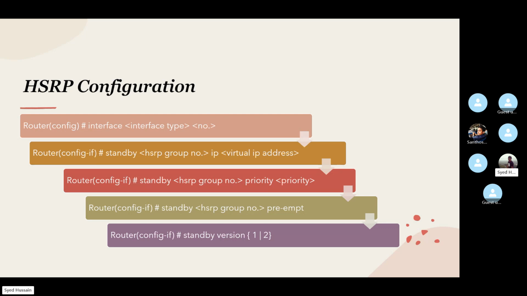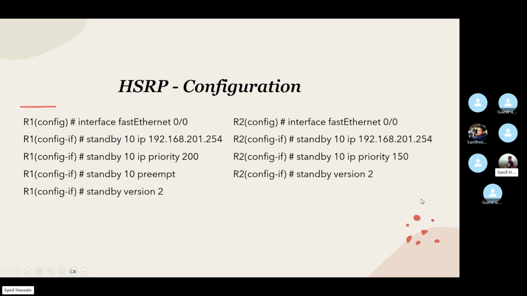Next is standby with the HSRP number and the preempt option. If preempt is enabled and the active router goes down and then comes back up, the old active router will automatically become active again, and the other goes back to standby. You can also see standby version 1 or 2, where you mention which version we need to go with. Okay, let's see the configuration.